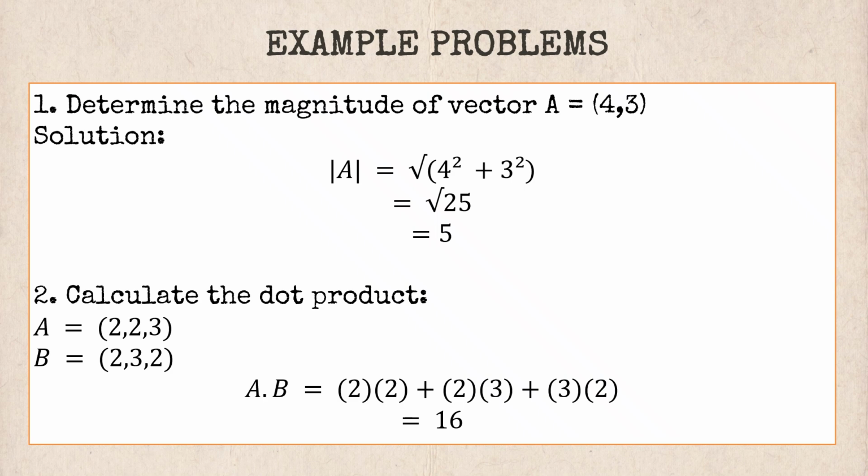Number 2, calculate the dot product. A equals 2, 2, 3 and B equals 2, 3, 2. The dot product is A dot B equals 2 times 2 plus 2 times 3 plus 3 times 2 equals 16.